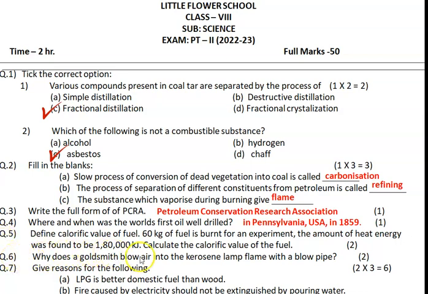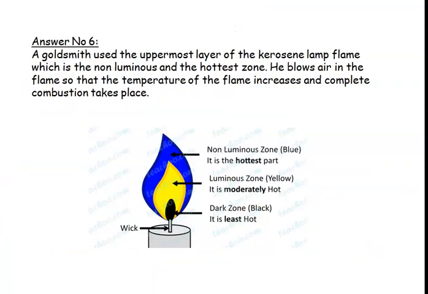Then after this question number 5, we have question number 6. Why does a goldsmith blow air into the kerosene lamp flame with a blowpipe? Now we know that in a flame, the hottest zone is the blue zone, that is the outermost non-luminous zone, and the moderately hot zone is the luminous zone, and the dark zone is the least hot. So the question is, why does the goldsmith blow air into the uppermost layer of the kerosene lamp? Because it is the hottest zone, and he blows air in the flame so that the temperature of the flame increases and complete combustion takes place. It is in this zone that complete combustion takes place. So you have to write these particular words, complete combustion, and that it is the hottest zone.